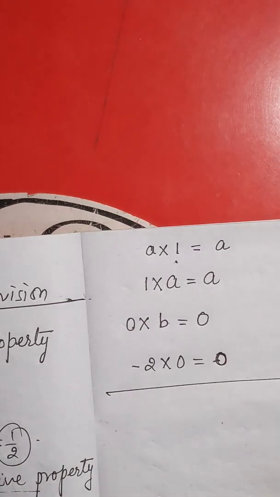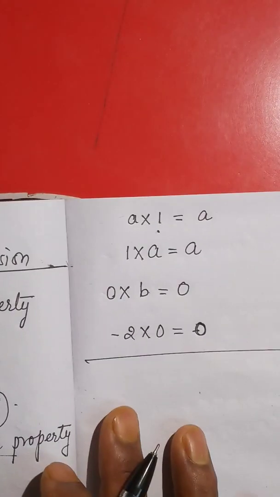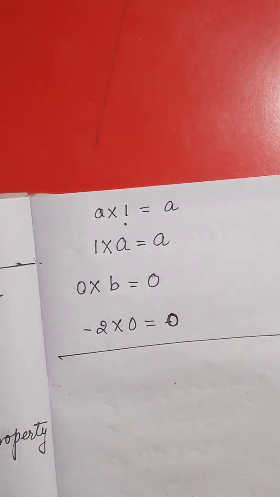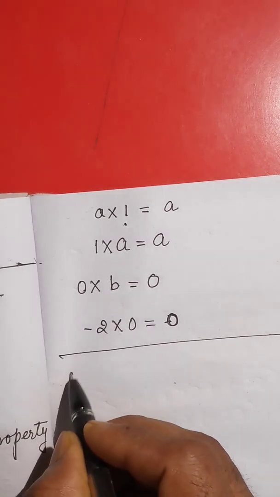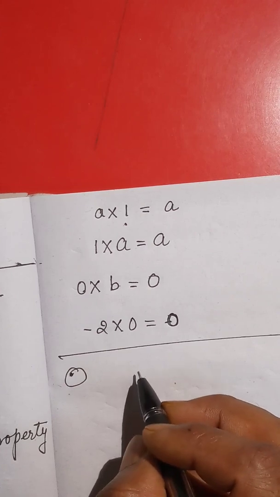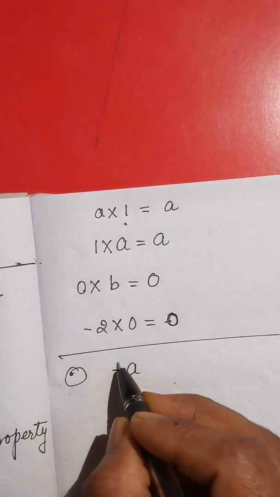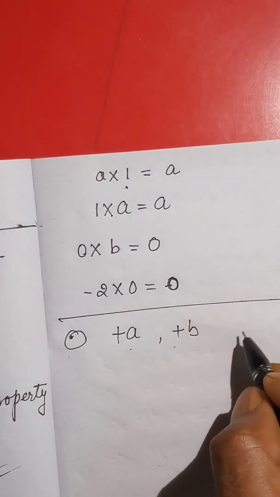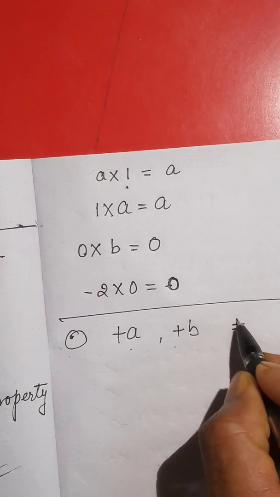Let me take the rules for getting the sum, the addition, the subtraction, multiplication and division of integers. Now the first would be addition. Suppose we have two positive integers, a and b, then in that case we will get a positive sum.